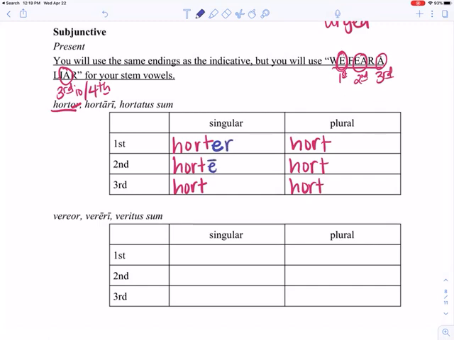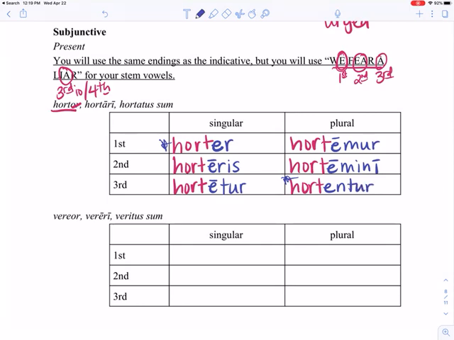Now, the rest of our E's, except for third plural, okay, so consider the two that are at the bookends, first singular and third plural. They will not have the macron, but the rest will. Okay, and then we're going to add our endings. So for second singular, we have horteris. For third singular, we'll have hortetor. For first plural, we'll have hortemor. For second plural, we'll have hortemini. And for third plural, we'll have hortentor.